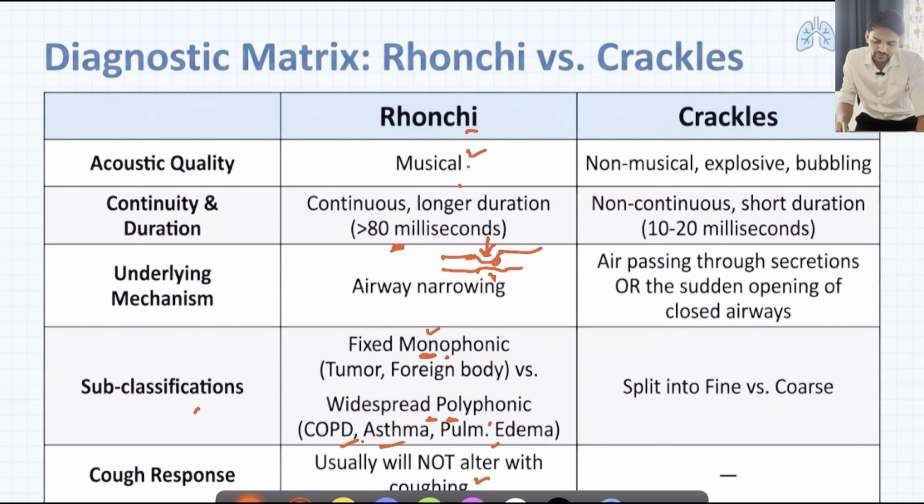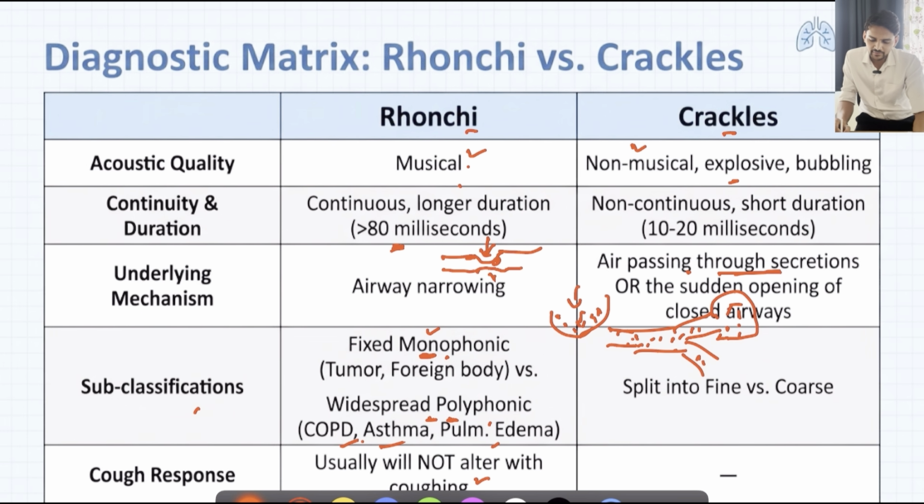When it comes to the crackles, these are non-musical, and these will be explosive and bubbling in quality, and these are non-continuous and lasting for very short duration, 10 to 20 milliseconds we can say. Why does it happen, crackles? When the air passes through secretions. For example, if you take some water in a bowl and if you try to blow through it, you will hear that bubbling sound. The same mechanism is happening in our respiratory system as well. Normal breathing air is passing through some secretions, leading to that bubbling kind of sound.